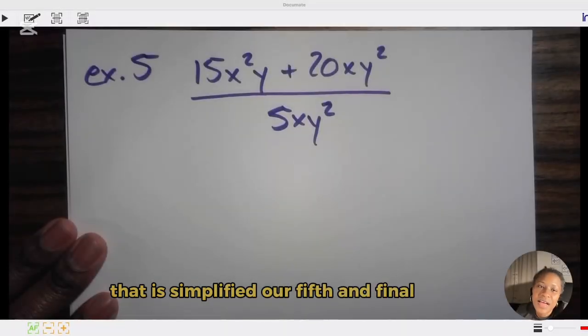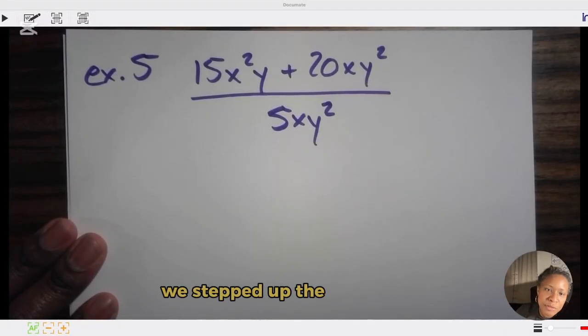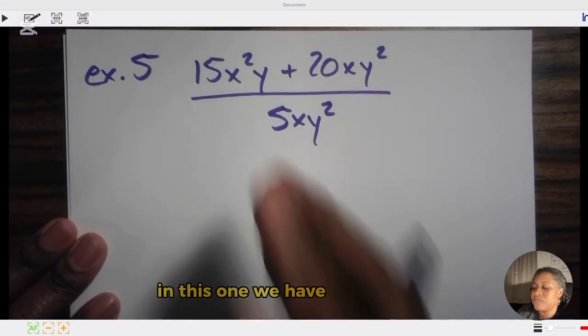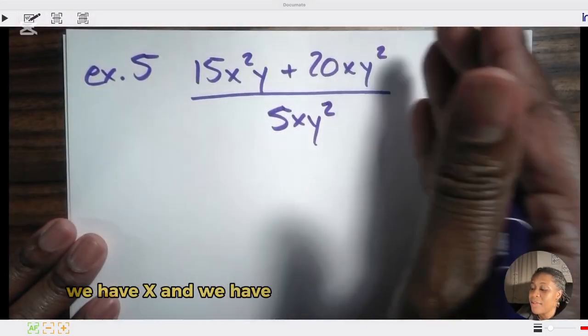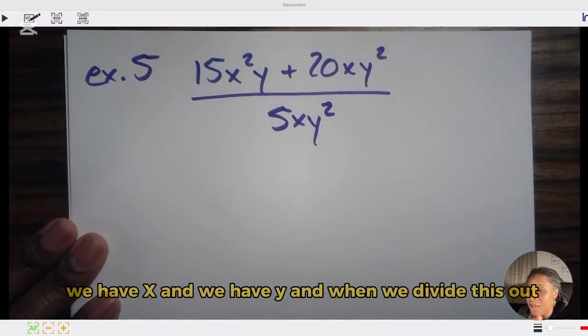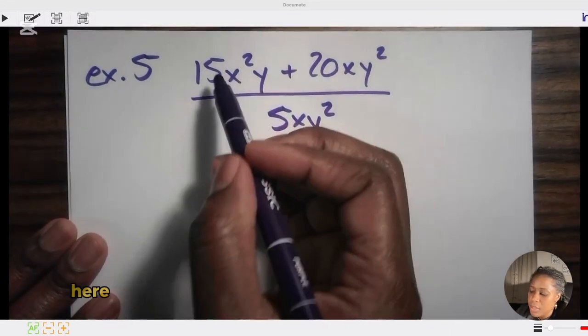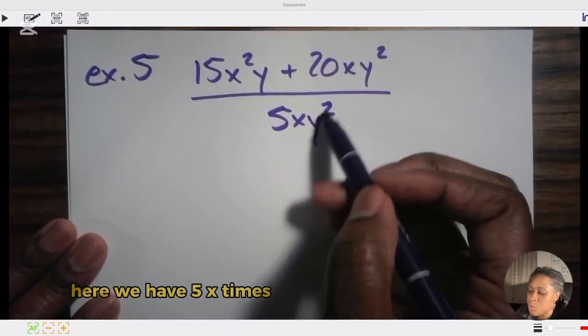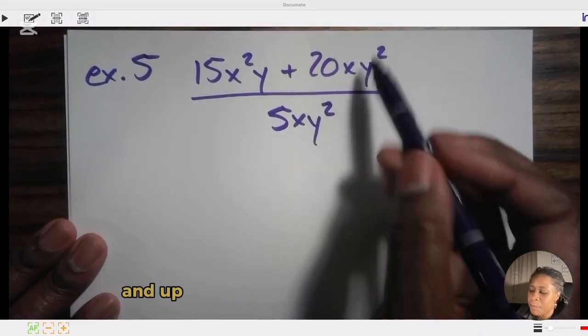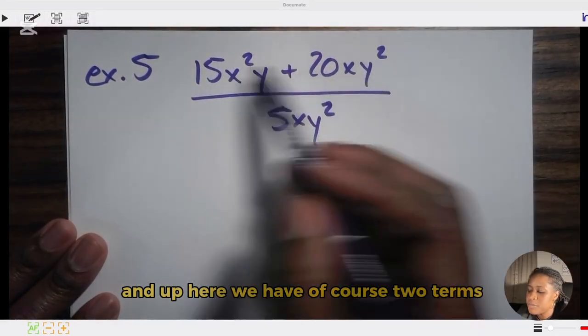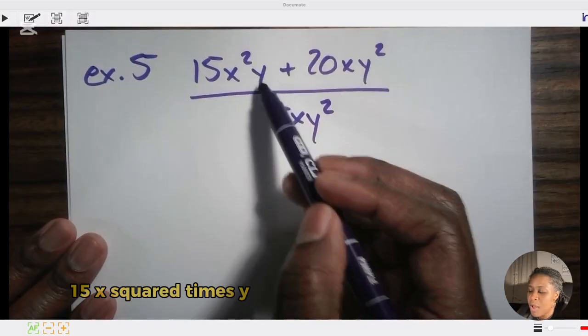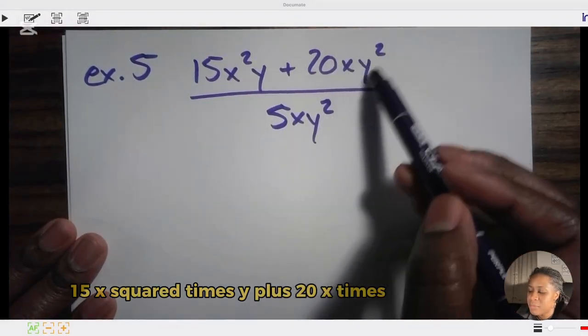Our fifth and final example, we stepped up the rigor a little bit. In this one, we have 2 variables. We have x and we have y. And when we divide this out, we're going to end up with something remaining in our denominator. Here we have 5x times y squared in the denominator. And up here we have, of course, 2 terms, 15x squared times y plus 20x times y squared.